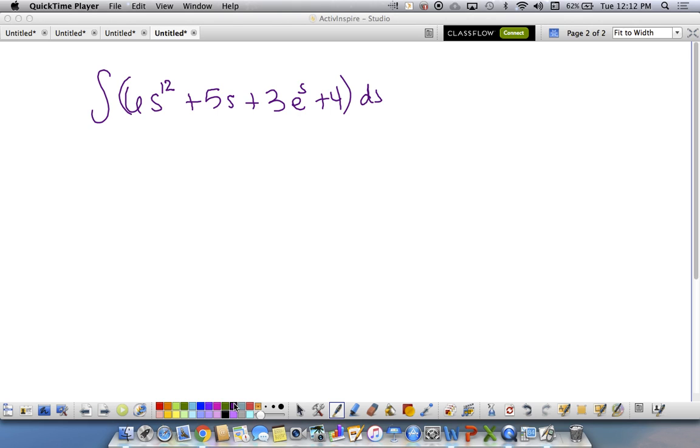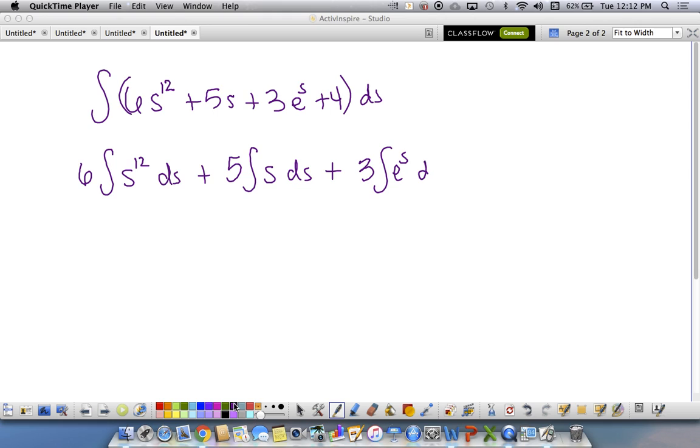If we want to talk about breaking them apart and pulling the constants out, because I still actually like that, this first piece, what's the integral of 6s to the 12th? I would pull the 6 out, because that's my constant, and then I would find the integral of s to the 12th ds. Then I would take the integral of 5s. Wait, I'm pulling that 5 out. I'm taking the integral of s ds. The 3e to the s, I'm pulling the 3 out. The integral of e to the s ds.